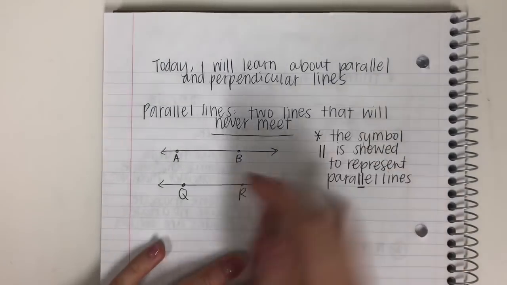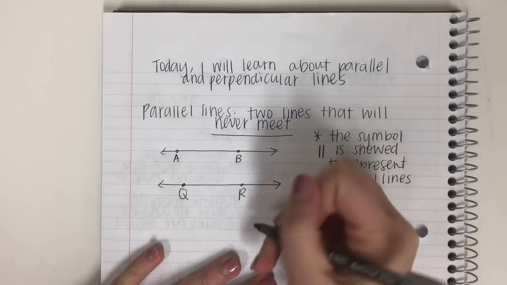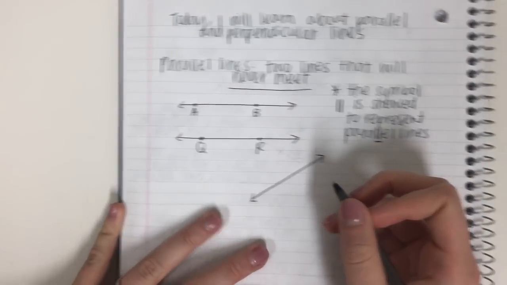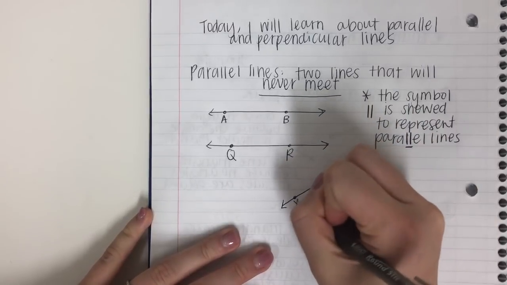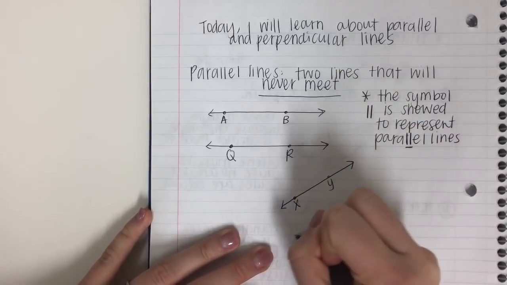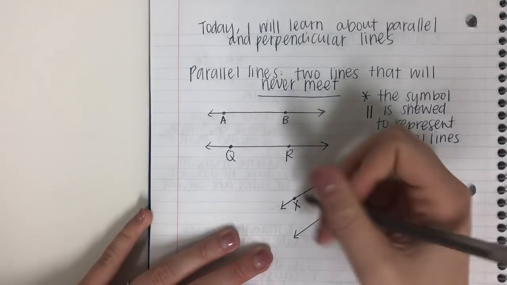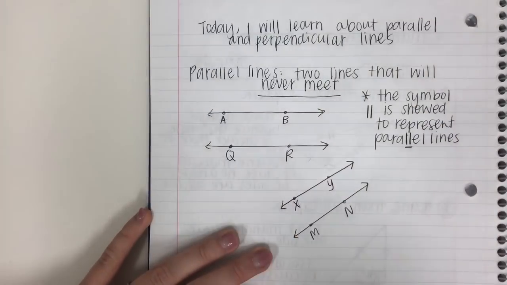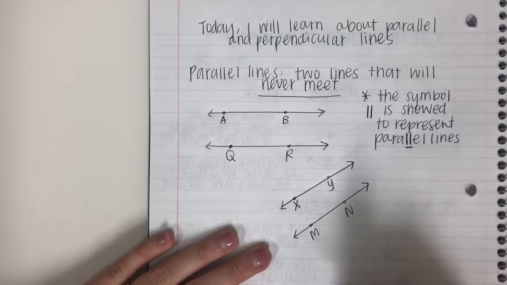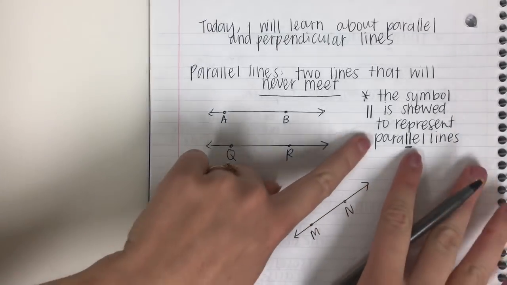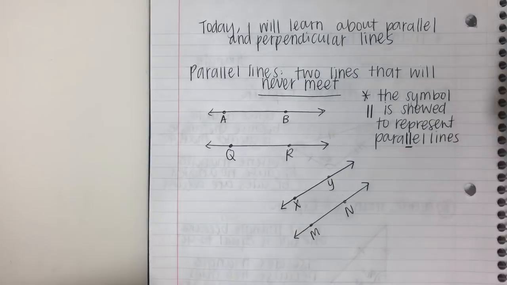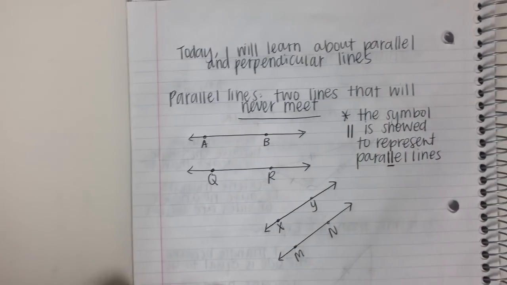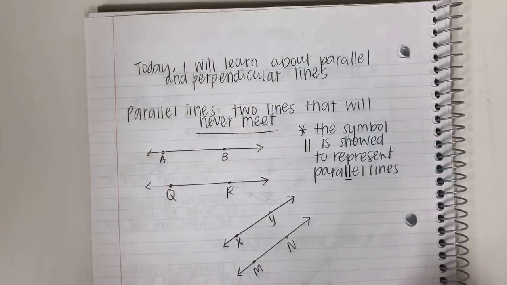Your lines don't necessarily have to go straight across. It could look something like this, where it's at an angle. So let's say you have X and Y, and then you have M and N. They're still parallel, even though they're in a different direction, because they're still two lines that go on forever and they will never meet. So if this continues on here, that continues on there, it doesn't matter how far they go. They will never meet, so they are parallel.